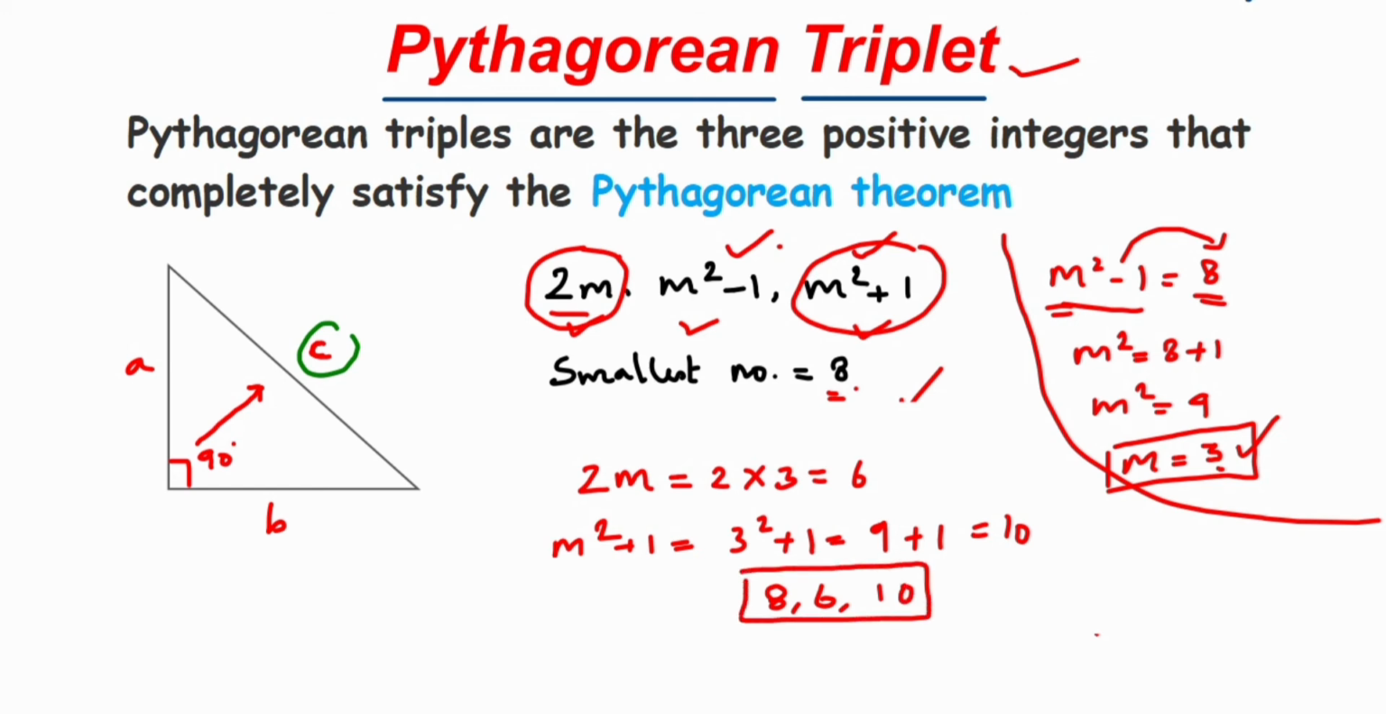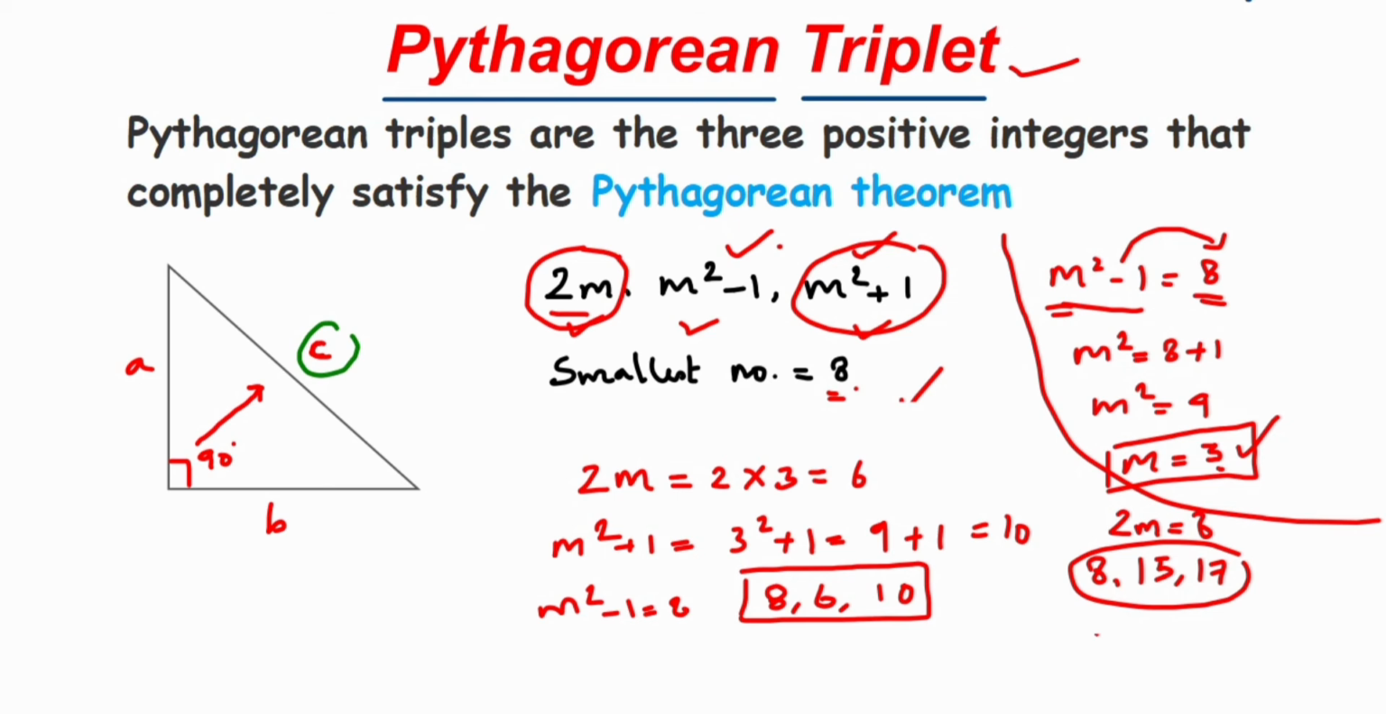I got one more set previously, that is 8, 15, and 17. I wrote 4 before, it is 8. So 8, 15 and 17 I got by taking 2m is equal to 8, and this one I got by taking m square minus 1 is equal to 8. So that is why I told you, using this formula your answer can change. It is not necessary you will get only one set of triplets. It can change. So I hope it's clear to you.